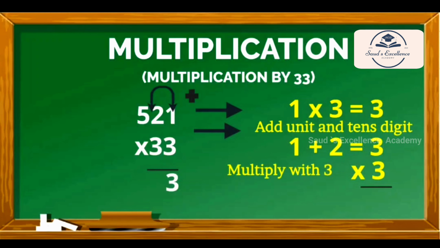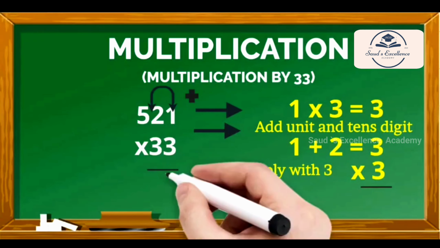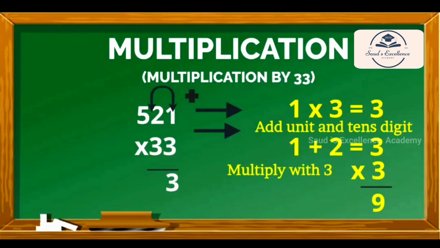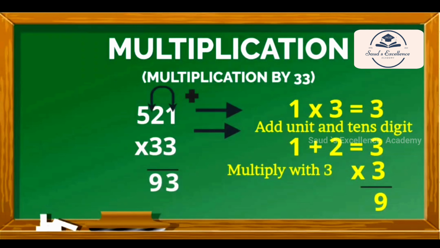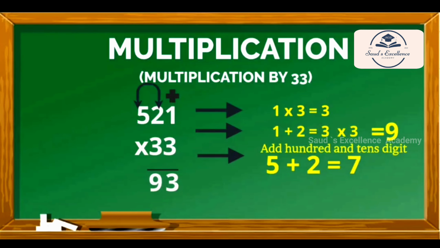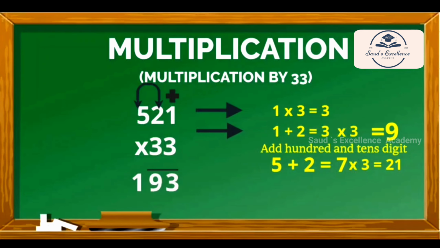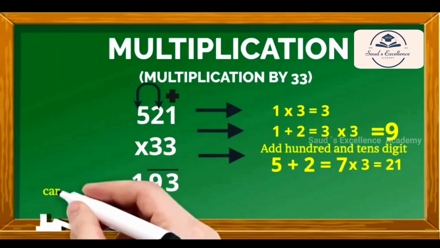Now, we multiply with 3. And we get 9. We write 9. Add tens digit 5 plus 2 equal to 7. Multiply with 3, give us 21. For 21, we write 1 and we carry 2.